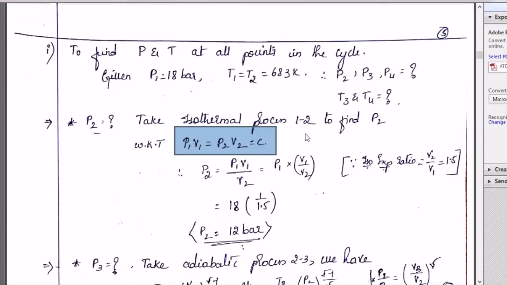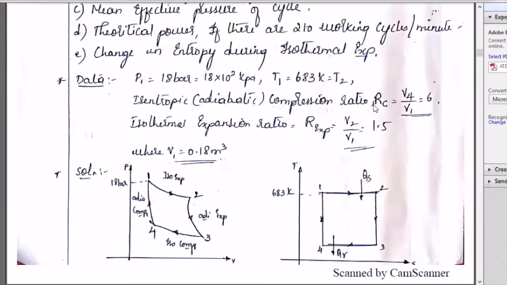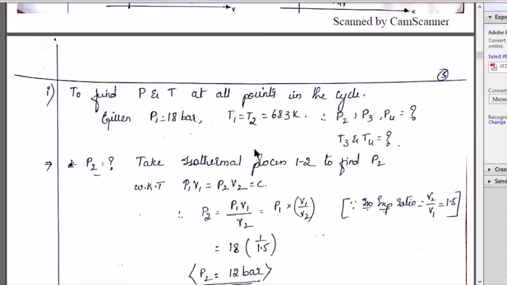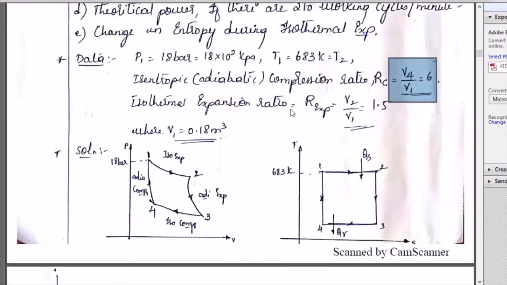Further, P2 we have to find. So keeping P2 here, I write P1 V1 divided by V2 is equal to P2. I separated V1 by V2. Is it given in the problem? Check. There are two values given: one is V2 by V1 and another one is V4 by V1. Yes, I can use the V2 by V1 value and find out.